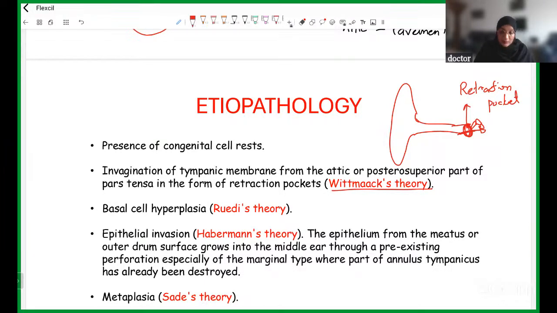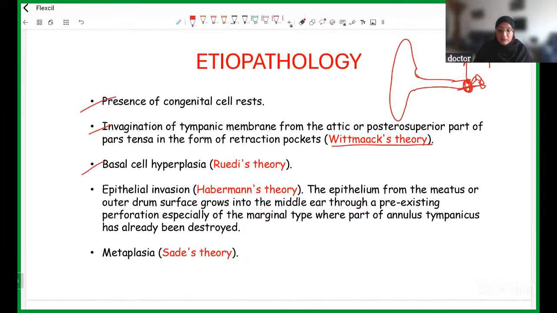Now we have said that there are different etiopathologies that you can believe. One is the presence of congenital cell rests. The other one is invagination of the tympanic membrane either from the attic or from the posterior superior part of the pars tensa in the form of retraction pockets. The other one is basal cell hyperplasia, known as Ruedi theory. According to this theory, the basal cells of the germinal layer of skin slowly proliferate along with infection and lay down keratinizing squamous epithelium. All these are theories. We don't know the exact origin of cholesteatoma. The only thing we can think about is theories. So one is Whitmark theory, the other one is Ruedi theory, where basal cell hyperplasia along with infections might lay down keratinizing squamous epithelium.